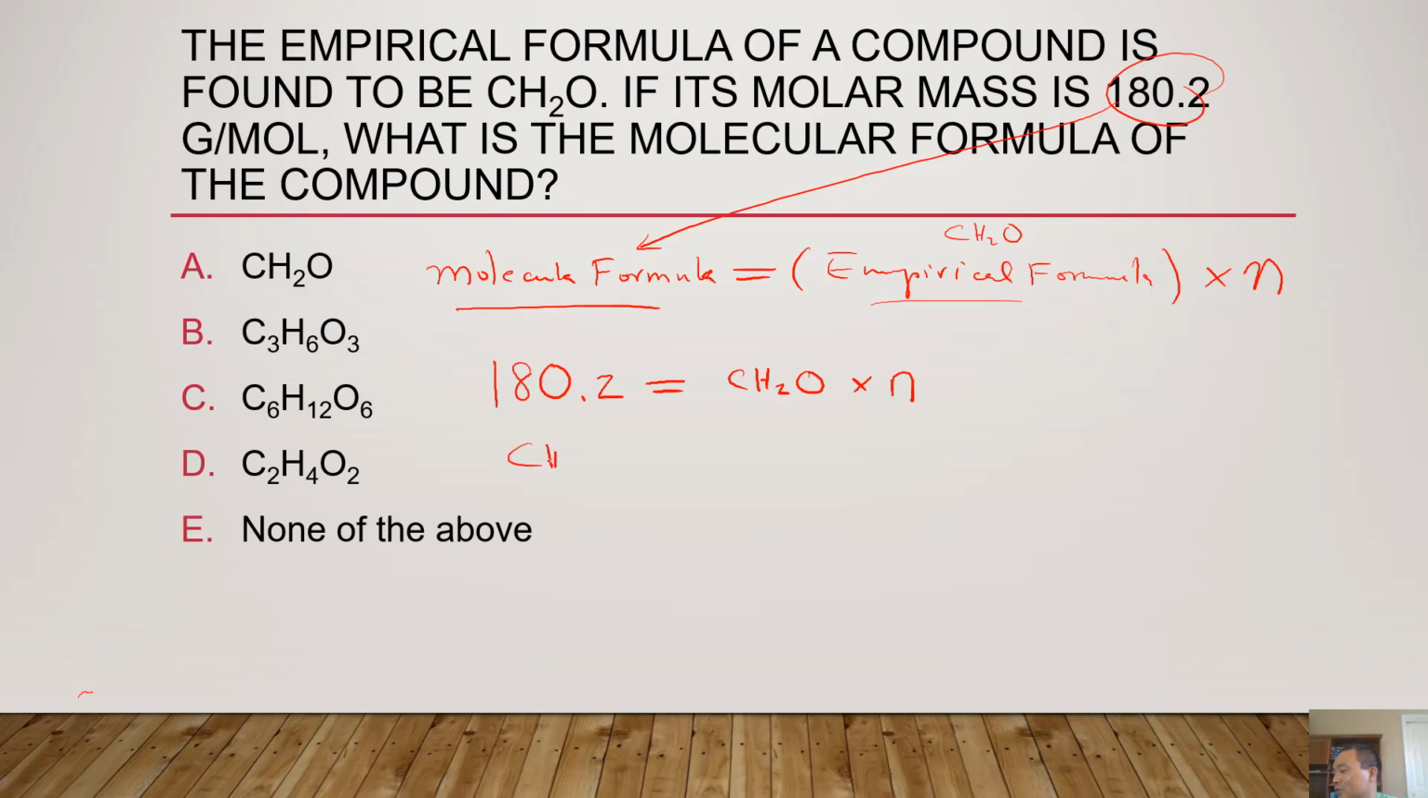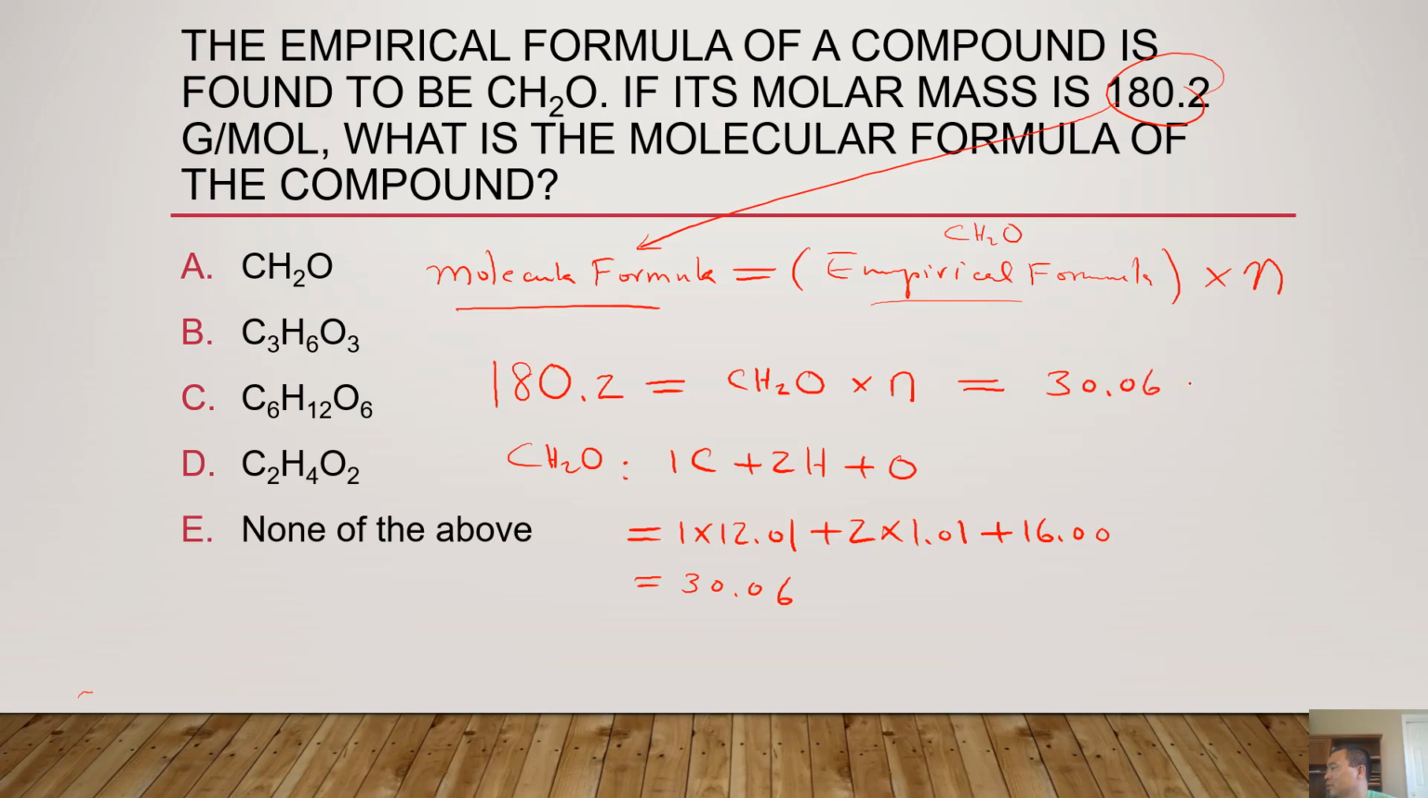So what's the molar mass for CH2O? It's 1 carbon plus 2 hydrogen plus 1 oxygen. 1 carbon is 12.01 plus 2 times 1.01 plus 16.00, 30.03. Right. So we go back. So this gives us 30.03 times n. Okay. So what is n?